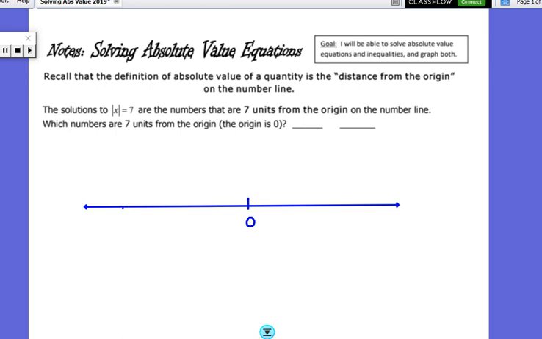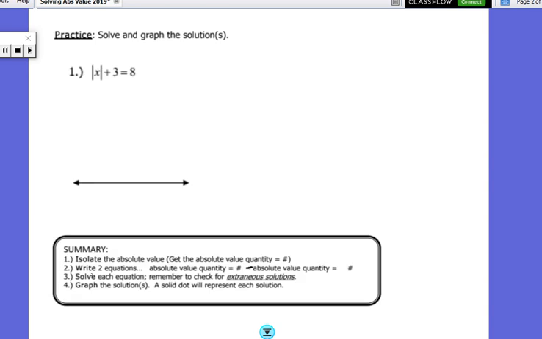We can have positive 7, but we can also have negative 7. So that's why an absolute value equation can have two solutions. All right, let's look at an example.